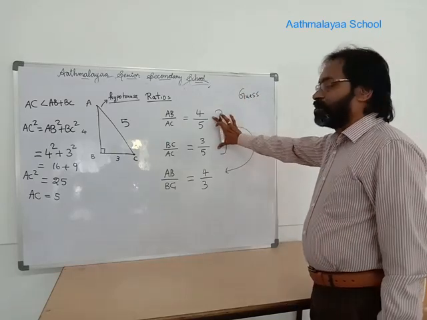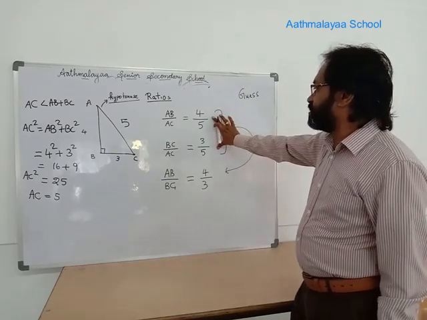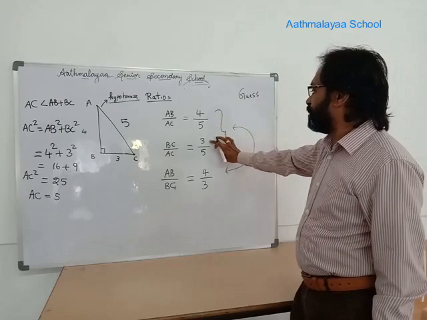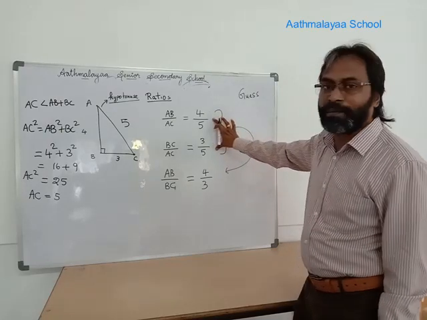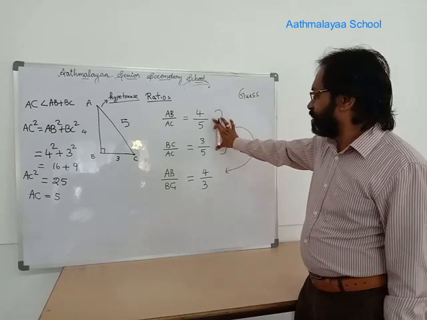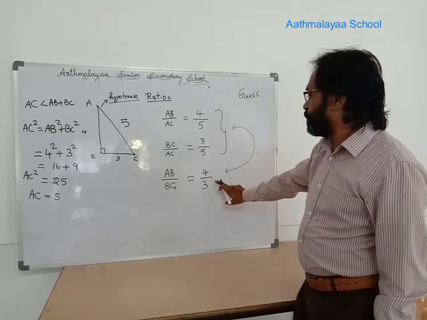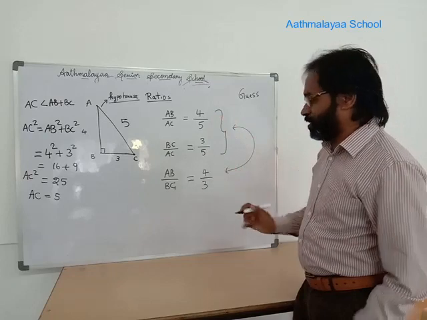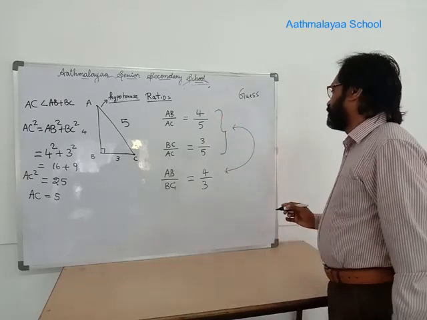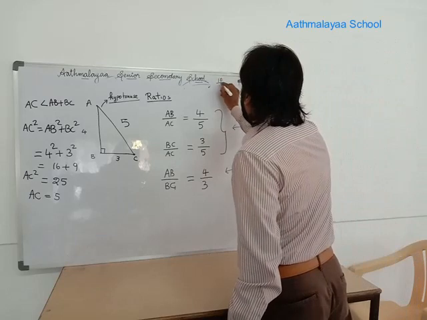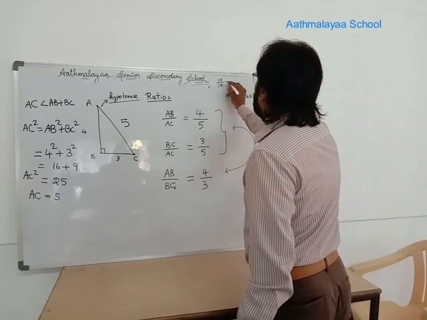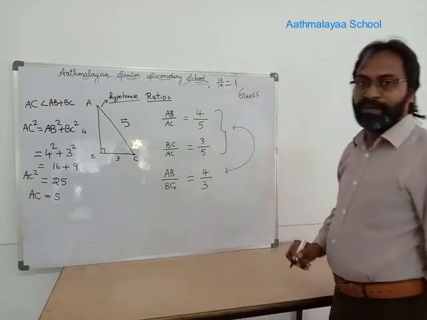The uniqueness is this: 4 by 5 and 3 by 5, these two ratios together have one property. The third ratio, 4 by 3, has a different property. The property in the sense, say if I have two numbers like 10 by 10, what is that value? 10 by 10 is equal to 1.